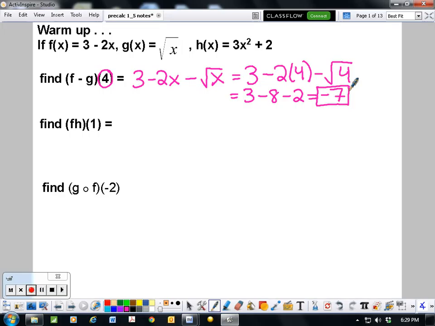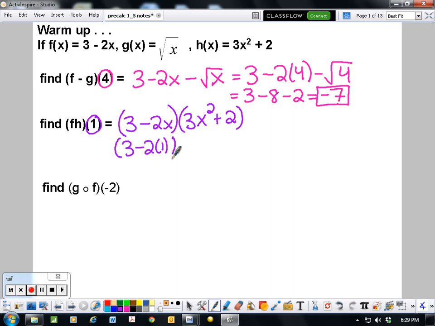Okay, for our next one, we're finding f times h at 1. So I'm going to take my function f, and I'm going to times it by my function h. And then I'm plugging in 1 into the x spot. So this is really now 3 minus 2 times 1, times 3 times 1 squared plus 2. And then we'll go ahead and work those out.